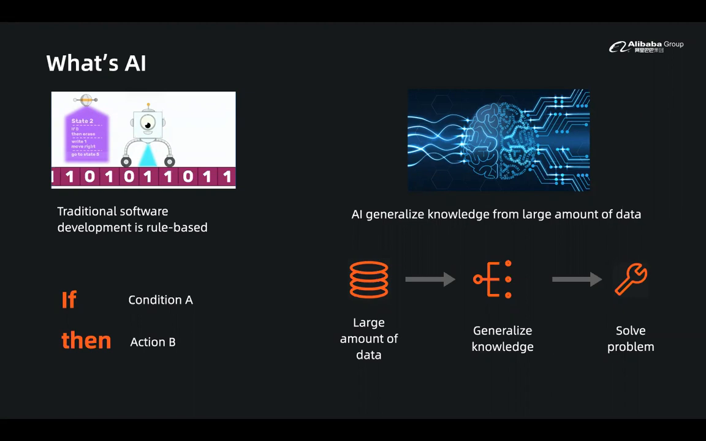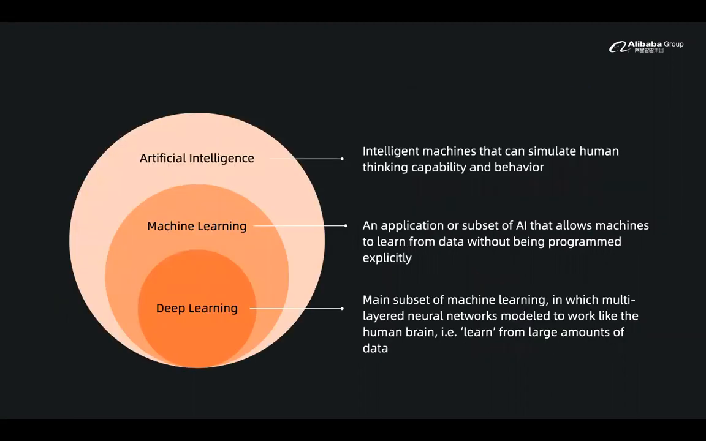And there are three concepts we hear a lot. One is AI, one is machine learning, and one is deep learning. And the relationship between these concepts is inclusive. So AI is a very broad term that describes intelligent machines that can simulate human thinking capability and behavior.